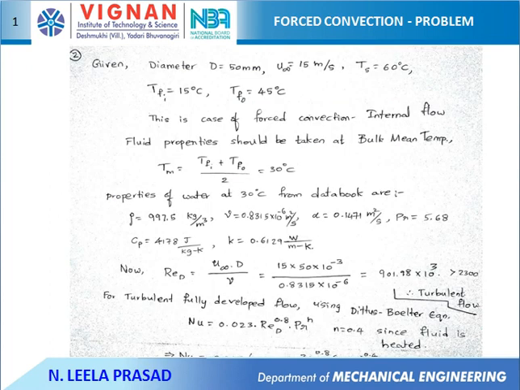To solve this problem, we have to find out the properties of fluid flowing through the tube at bulk mean temperature. Here the bulk mean temperature is the average of the bulk temperature at the inlet of the tube and the bulk temperature at the outlet of the tube. So here that value is 30 degrees Celsius, and we have to take the properties of water from the data book at bulk mean temperature.